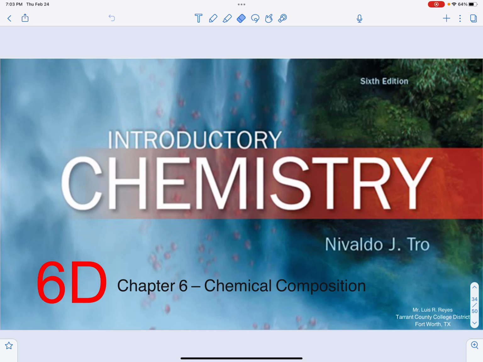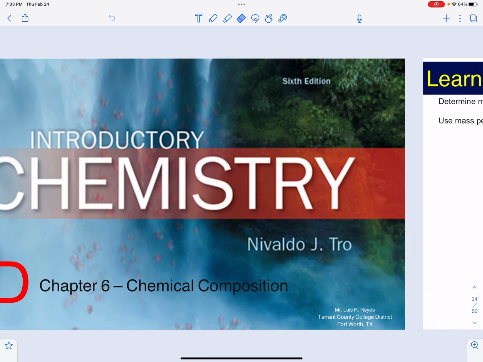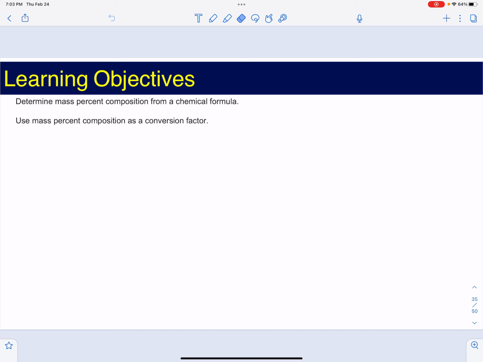Welcome back. We are moving into a new concept. We're going to be talking now about percent composition. So, what is that? These are the concepts we're going to discuss to get to the point. We're going to determine the mass percentage for a chemical formula.